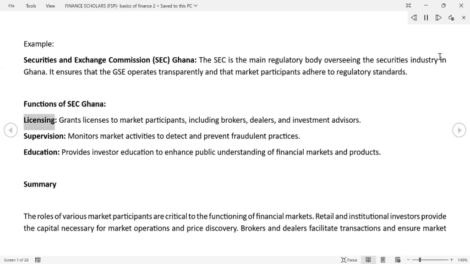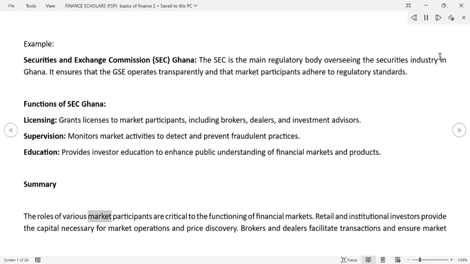Functions of SEC Ghana. Licensing: grants licenses to market participants, including brokers, dealers, and investment advisors. Supervision: monitors market activities to detect and prevent fraudulent practices. Education: provides investor education to enhance public understanding of financial markets and products.